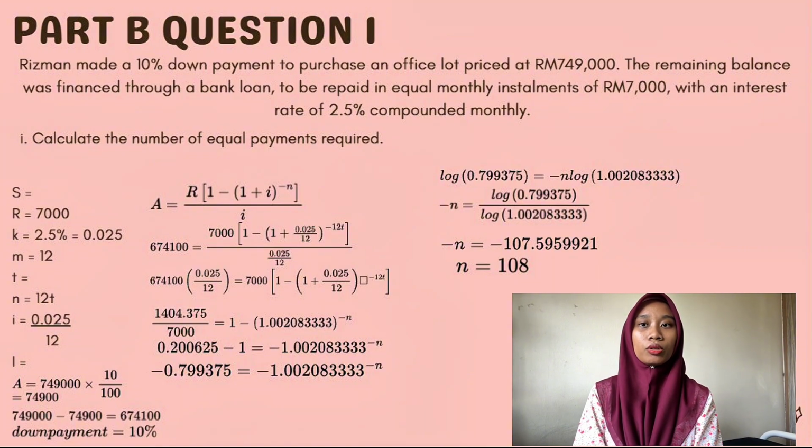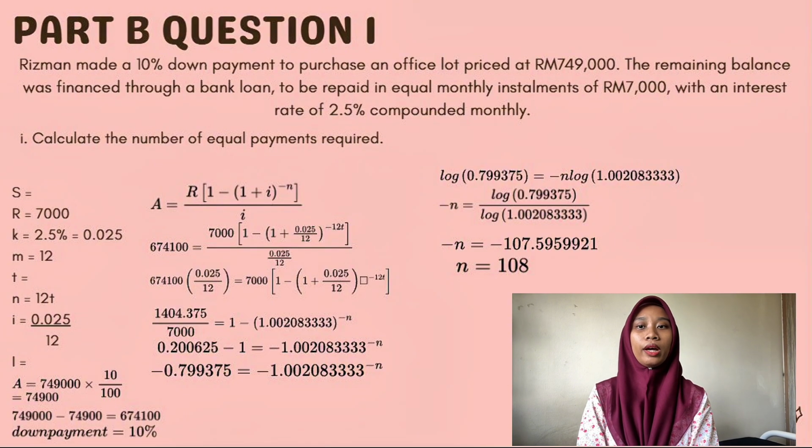We settle this equation, so the answer is 1.0020833333 close bracket power of negative 12t. After that, the answer of 674,100 multiplied by 0.025 over 12, which is 1404.375, will be divided by 7,000 equals 1 minus open bracket 1.0020833333 close bracket power of negative N. The answer of 1404.375 divided by 7,000, which is 0.200625, will be subtracted by 1 equals negative 0.799375.